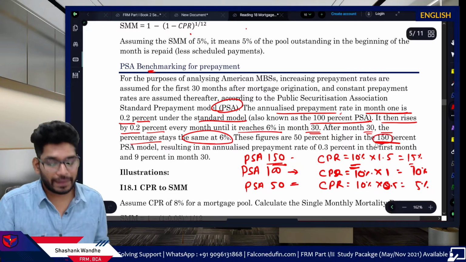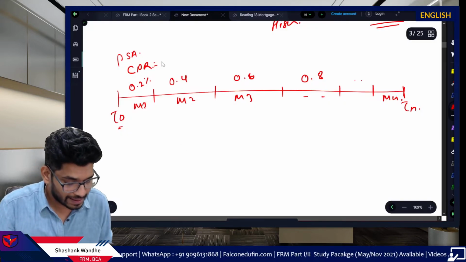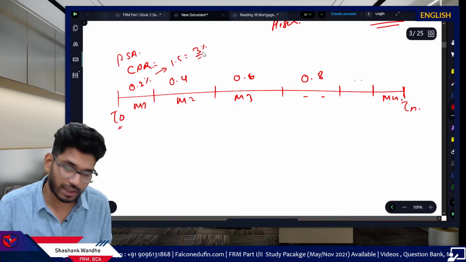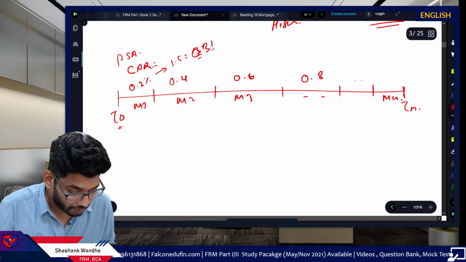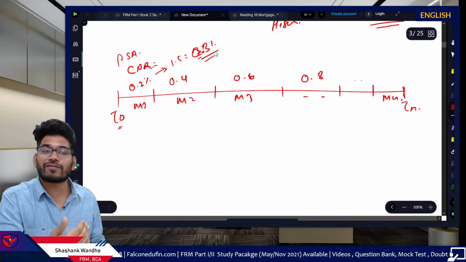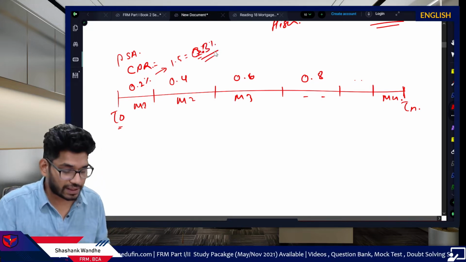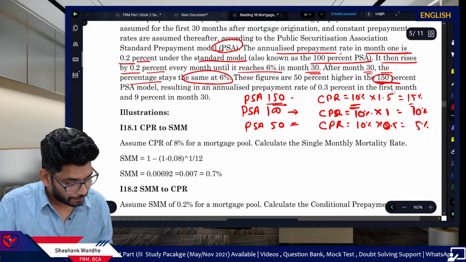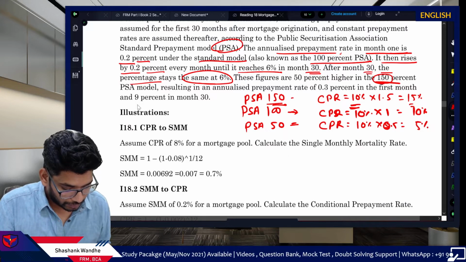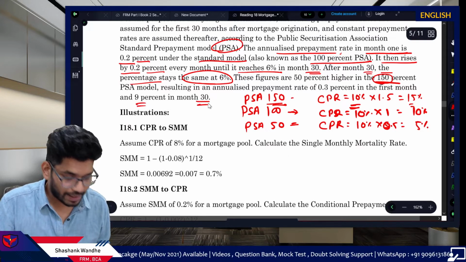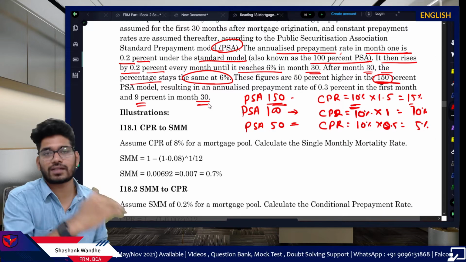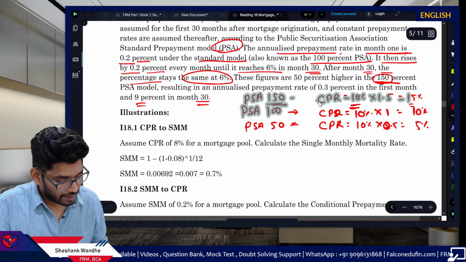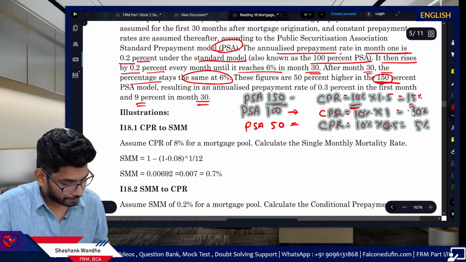If it is 150 PSA, we already discussed, 150 PSA means this 0.2% multiplied by 1.5. This will be 0.3%, right? So this 0.3% will be applicable here. So this is how 150 PSA works and so on. And then this will be 9% in month 30, and then it will be constant after the 30th month. Okay. So let's start with the calculations.